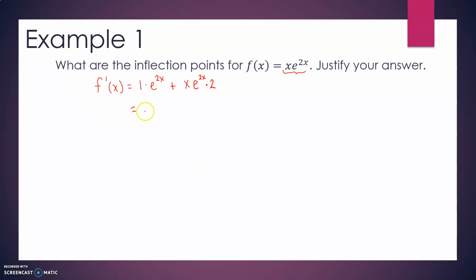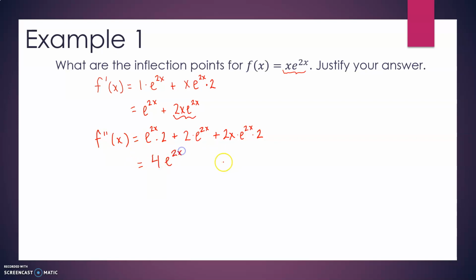I'm going to rewrite that a little bit. And then I'm going to take a second derivative. E to the 2x is going to involve the chain rule, so e to the 2x times 2, and then product rule again. So 2 times e to the 2x left alone plus 2x left alone times e to the 2x times 2 because of the chain rule. Now I'm going to add some like terms. So I have 4e to the 2x plus 4x e to the 2x.